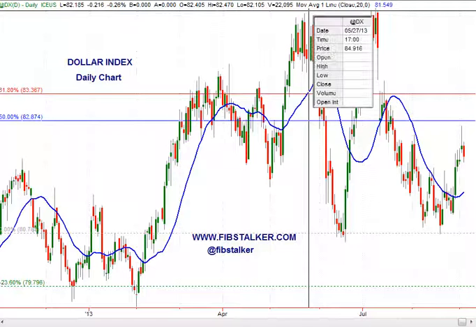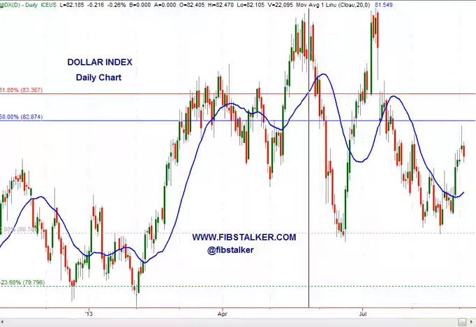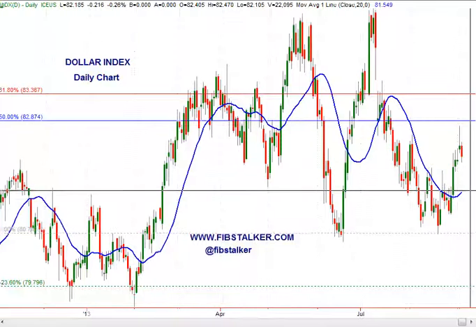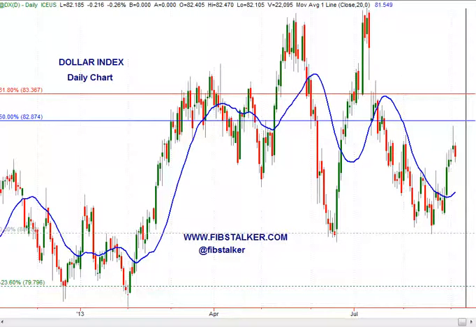85.50 can only be possible if we break above 83.37 here. I'm not anticipating this at the moment, but with the current events and what's going on with Obama wanting to bring war in Syria, that's possible.